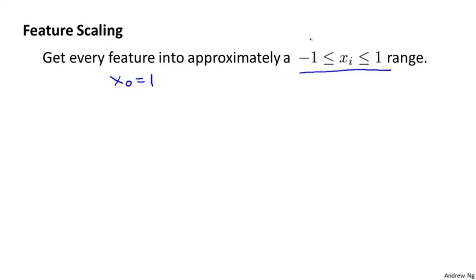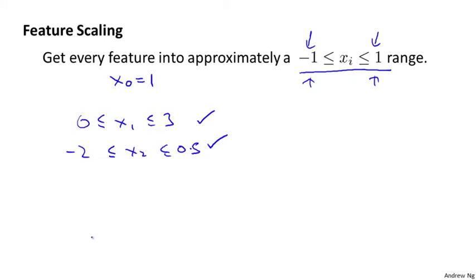But you may end up dividing other features by different numbers to get them into this range. And the numbers -1 and +1 aren't too important. So if you have a feature x1 that winds up being between 0 and 3, say, that's not a problem. Or if you end up having a different feature that winds up being between -2 and +0.5, again, this is close enough to -1 and +1 that that's fine. It's only if you have a different feature, say x3, that ranges from -100 to +100, then this is a very different range of values than -1 and +1. So this might be a less well-scaled feature.